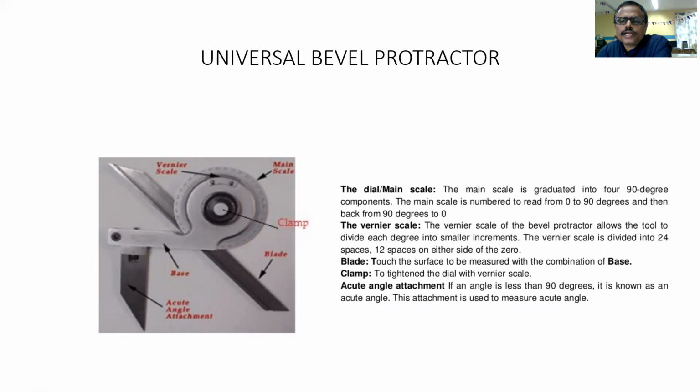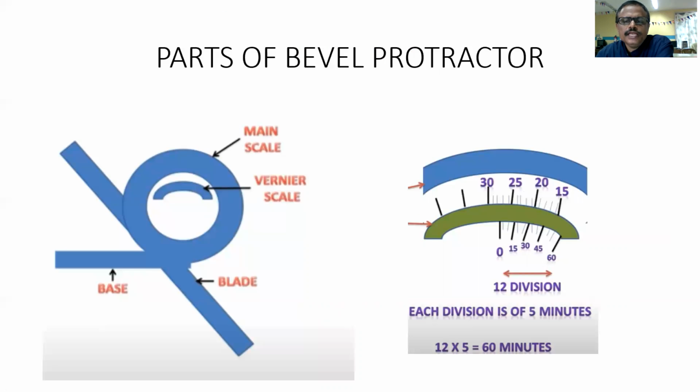Vernier scale of the bevel protractor. It will allow the tool to divide each degree into smaller increments, and the vernier scale is divided into 24 spaces, 12 spaces on either side of the 0. That is what we have seen here: 12 spaces on this side of the 0 and 12 spaces on this side of the 0.